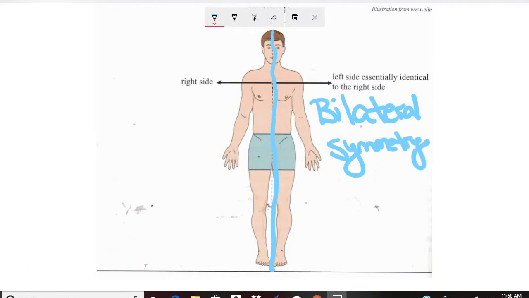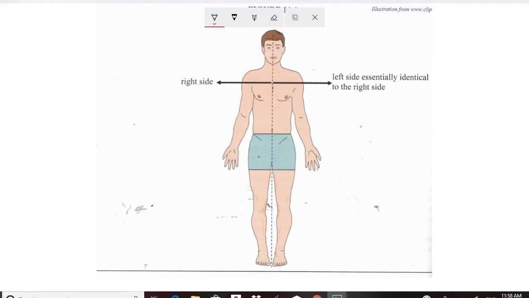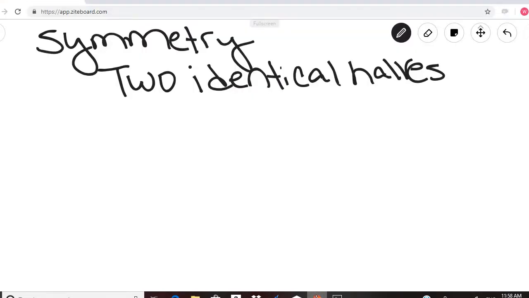And there are other ways that you could divide a human. So we could draw a line and divide between front and back halves, but those halves would not be identical, obviously. You could divide a line here and get two halves, but again, they would not be identical halves. The top is going to be different than the bottom. So bilateral symmetry, where you get equal right and left halves. So humans have bilateral symmetry.